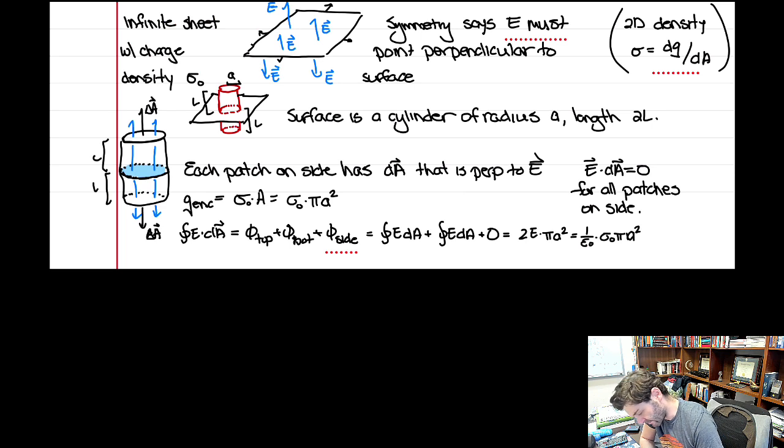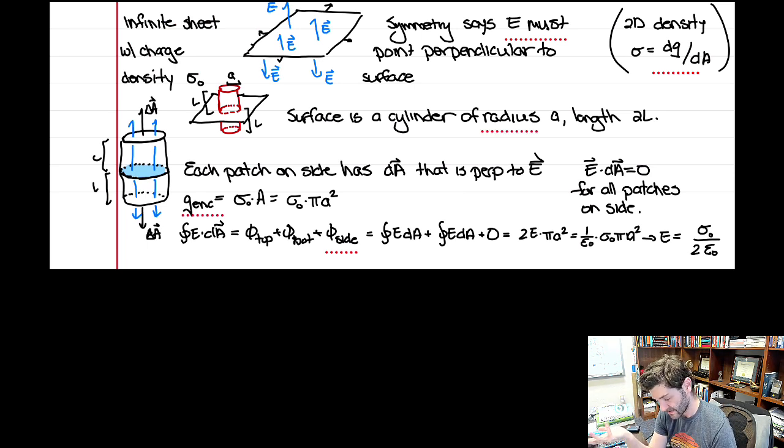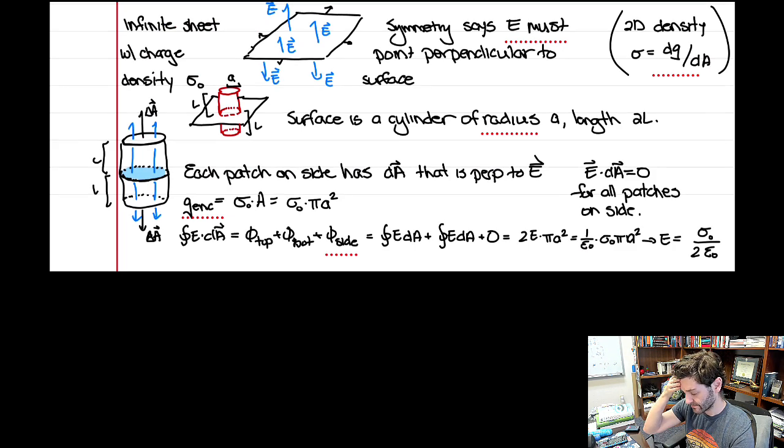So then, what do we conclude? That the electric field must then be equal to, and look at that, the A's cancel, just sigma naught over 2 epsilon naught. The magnitude is a constant, and by the symmetry, we already said that the direction is that it points away from the sheet. And we didn't have to do any sort of Calc 3 integral to do this.